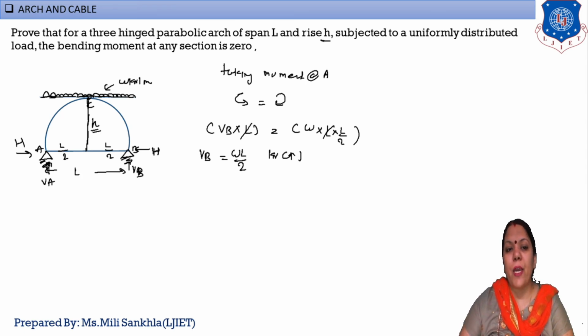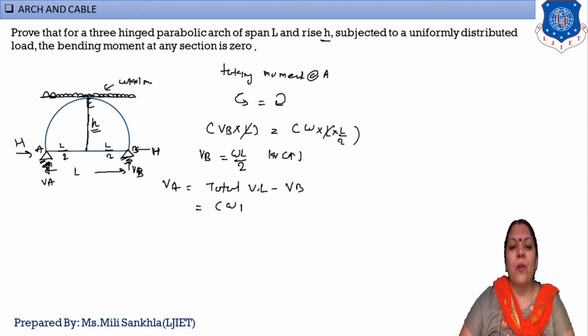Now we find out VA. So mention here VA is equal to our total vertical load minus VB. Now what is the total vertical load? Load into distance: W into L minus WL by 2 is equal to WL by 2.